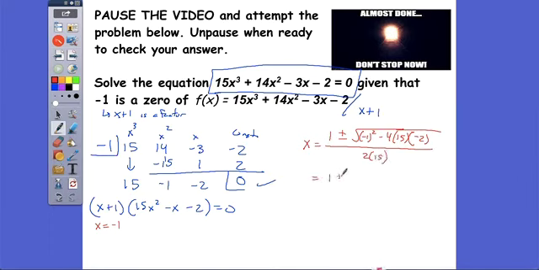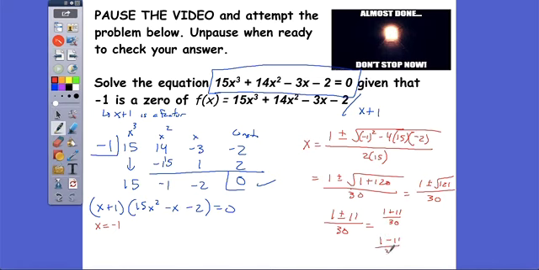So we got 1 plus or minus the square root of 1. Minus 4 times 15 times negative 2, that's going to turn positive. So plus 120 all over 30. So we've got 1 plus or minus the square root of 121 all over 30. And the square root of 121, that happens to be a perfect square, that's 11 squared. So we've got 1 plus or minus 11 all over 30. So I've got 1 plus 11 over 30, and 1 minus 11 over 30.